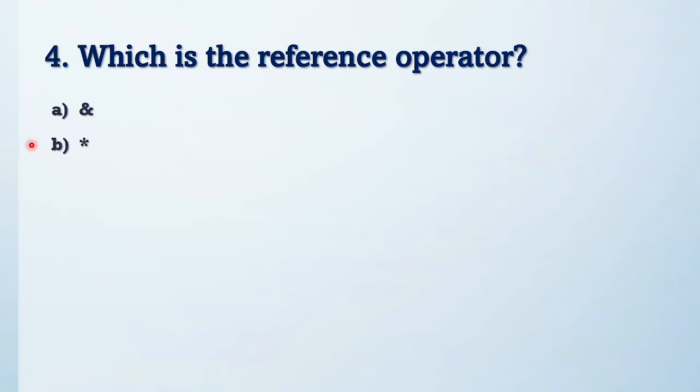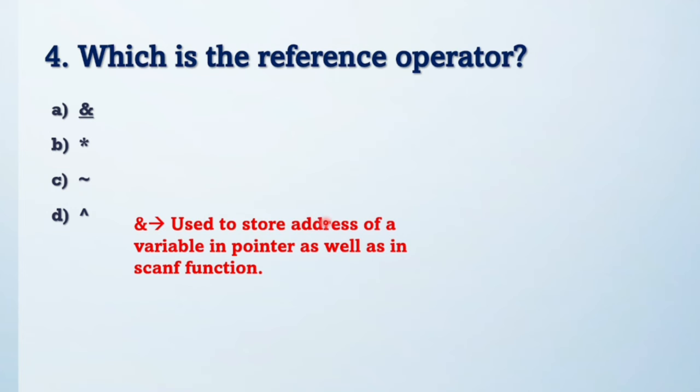Next question: which is the reference operator? Friends, see the MCQ and let me know what the answer is. Here you can see ampersand, a multiplication sign, or you can say pointer, also a negation of that variable, and also a toggling sign. So the output is obviously ampersand. Ampersand is used to store the address of a variable in a pointer as well as in the scanf function. Here I give one example also. See, here the pointer takes the address of the variable a, so it points to the address of a. So ampersand is the reference operator.